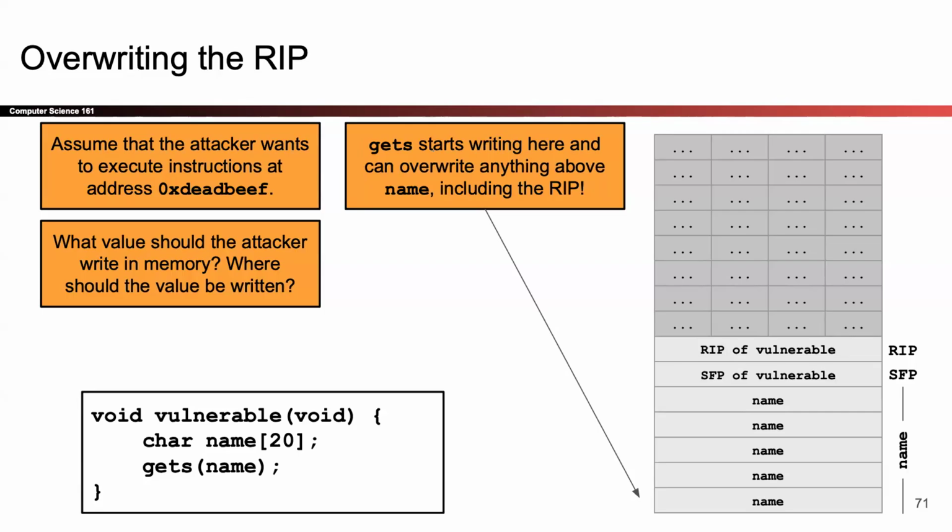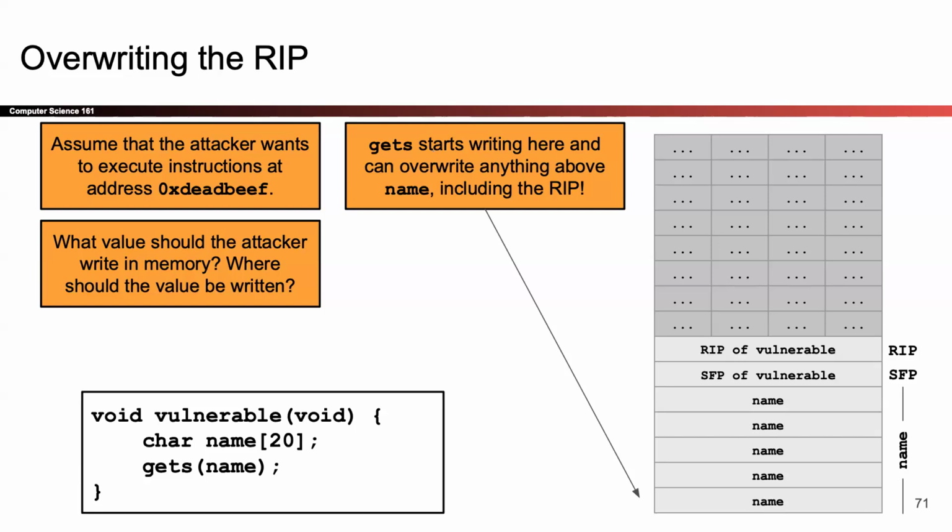Yeah, so 24 would be enough to overwrite the SFP. So I guess I really want 24 and then some more to overwrite the RIP. Okay, so how many more? I guess there's 4 more for the RIP. So is 28 reasonable?